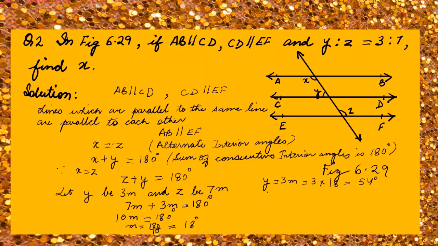And your Z is your 7m. So it will be 7 multiplied by 18. So it will be your 126 degree. Yes. Now you got Y, Z. We want to find out X. And we have said X equal to Z, so you can say the value of X will be of Z, that is X equal to 126 degree. So in this way you can do it.